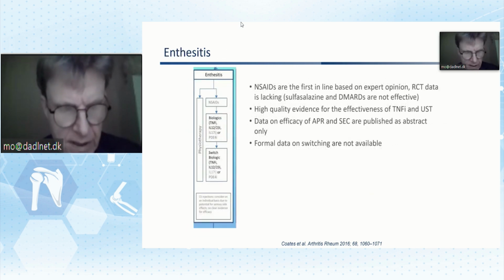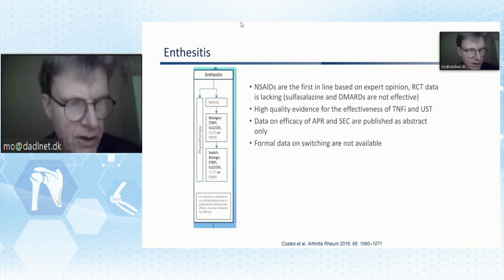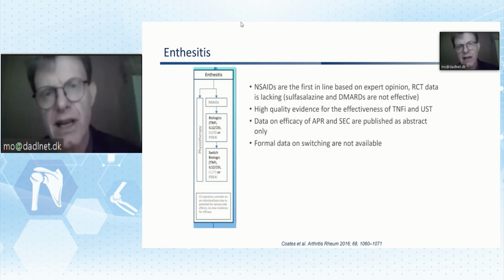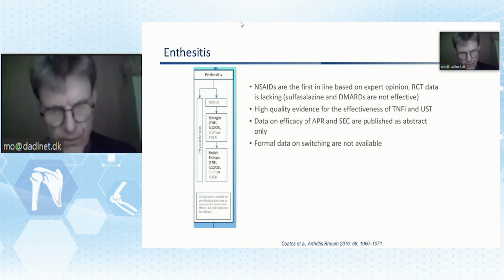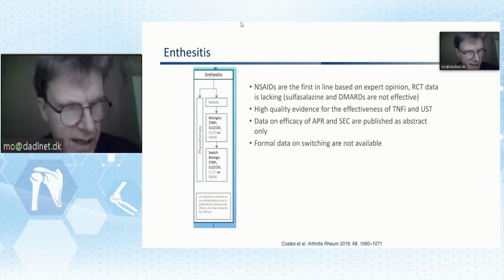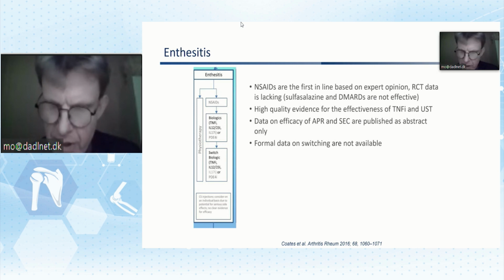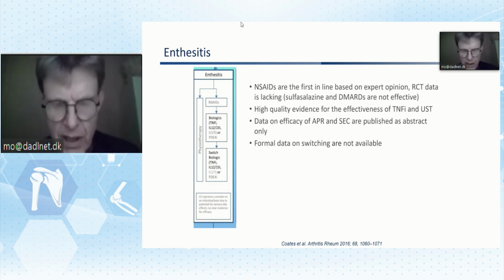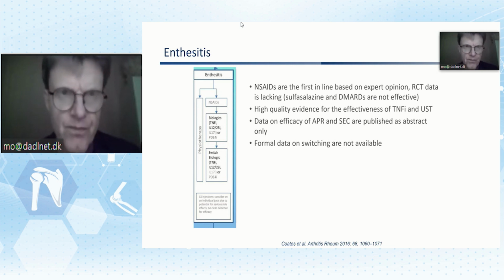Regarding enthesitis, which you could say traditionally, at least in my country, has been an area which has received less attention than the joint disease, and particularly it's also been shown less attention in clinical trials, because most of the patients that are actually included in clinical trials traditionally are patients with polyarthritis, which are not so frequently the patients where enthesitis is the largest problem. But in here, it is said that NSAIDs are the first line therapy.